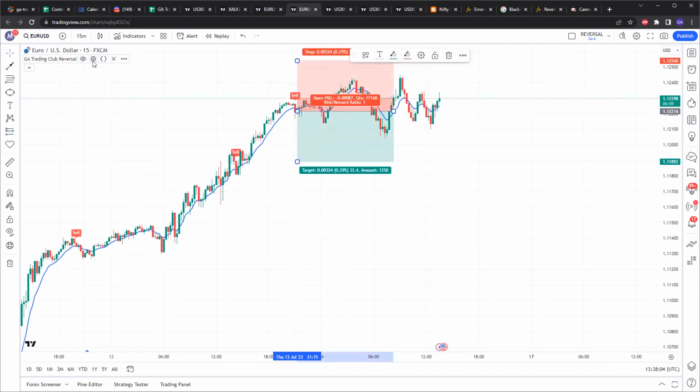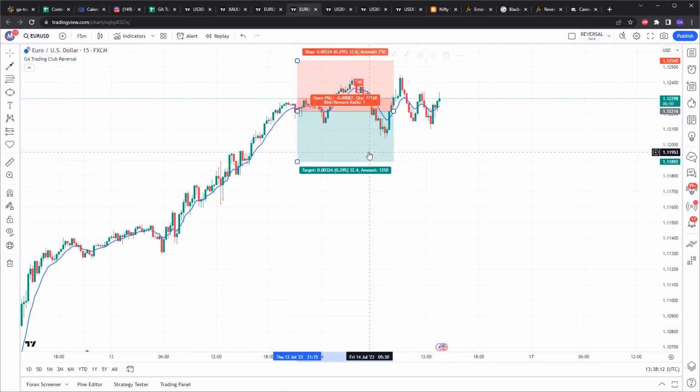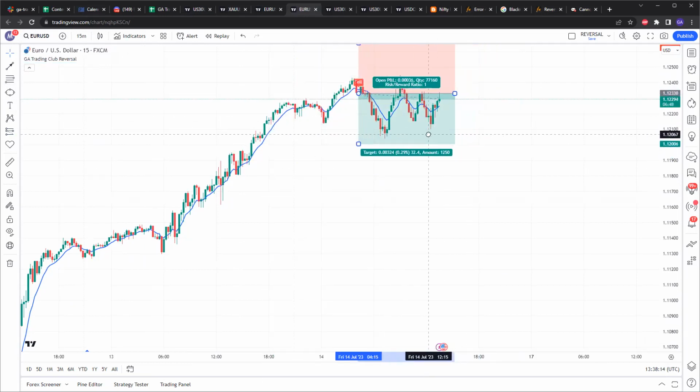Also, since this is a 15 minute, this should be 1. Since this is an FX pair, this should be 20. Yeah, so it's actually up here, not down there.